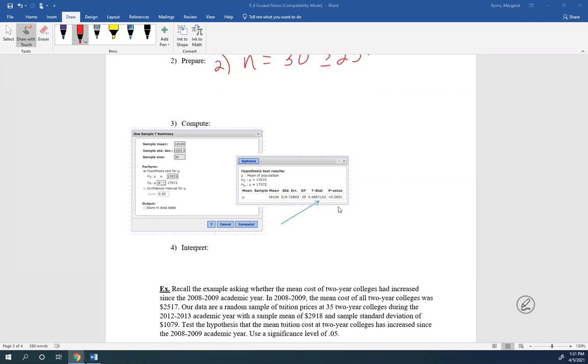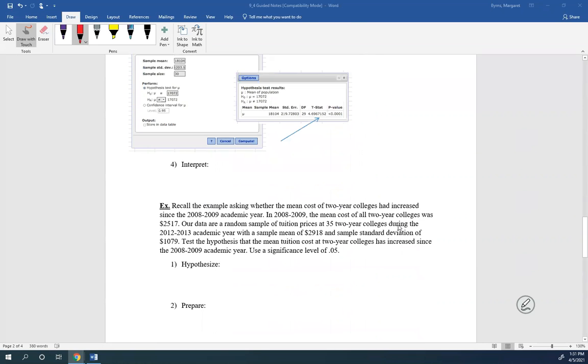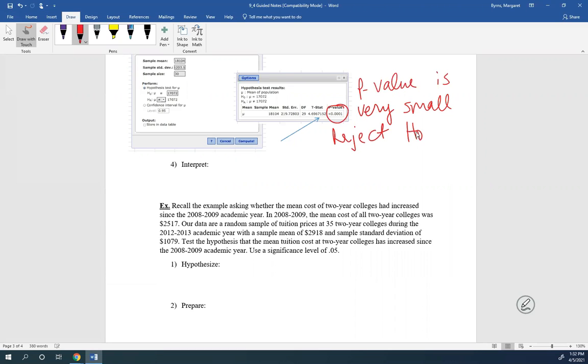So what does that indicate? It's a very small p-value. They did not give us a significance level, but it doesn't matter. We would always default to 5% if they don't give us something. But really, in this case, it's not even a big deal, because look how small your p-value is. It's 0 for all practical purposes. So I'm just going to say, note that our p-value is very small, which indicates that we're going to, once again, reject the null hypothesis.